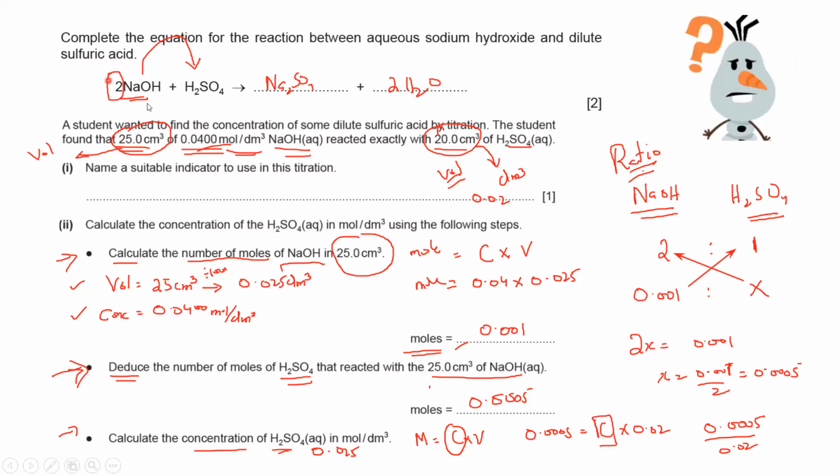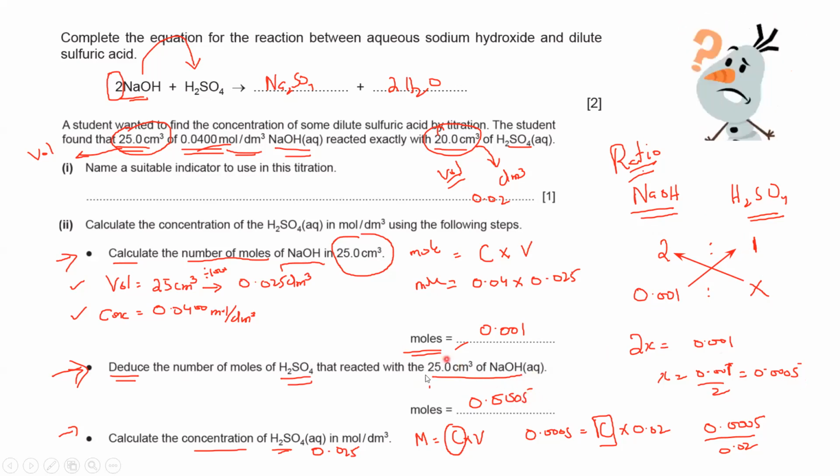Because we have sodium hydroxide given and we are finding sulfuric acid, we can take a ratio between sodium hydroxide and sulfuric acid. According to the equation, sodium hydroxide is 2 moles and sulfuric acid is 1 mole. So the ratio between them is 2:1. In the question we have 0.001 moles of sodium hydroxide, then how many moles of sulfuric acid should be there? X, when we solve, we'll get 0.0005. So these are the moles of sodium hydroxide, and these are the moles of sulfuric acid.